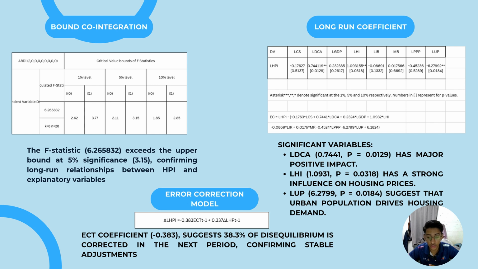So at first, let's look into our bounds co-integration. The F-statistic shows 6.265832, which exceeds the upper bound of 3.15 at 5% significance, confirming a long-run relationship between the house price index and the explanatory variables.